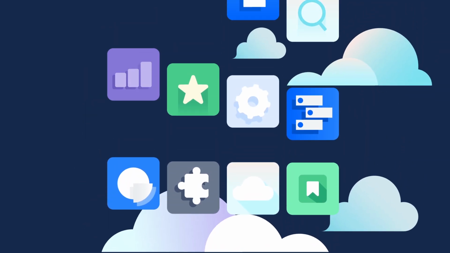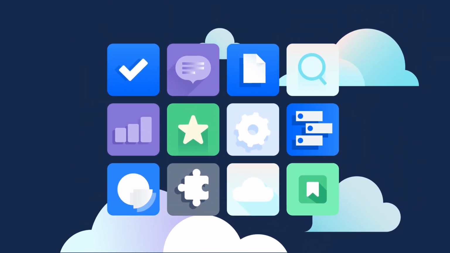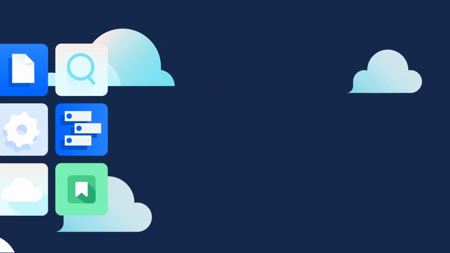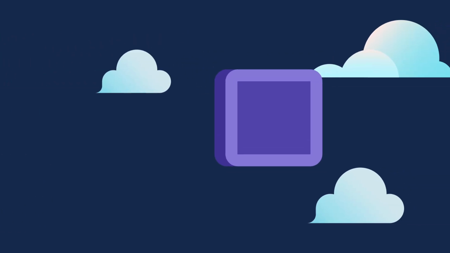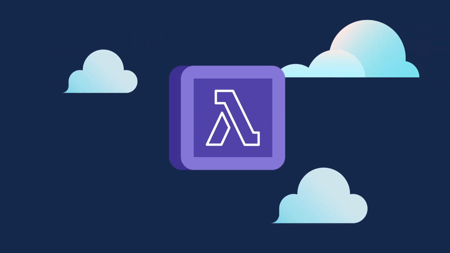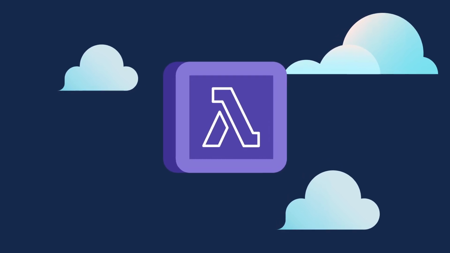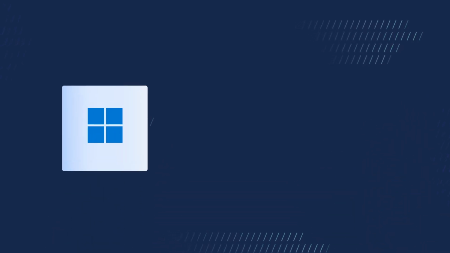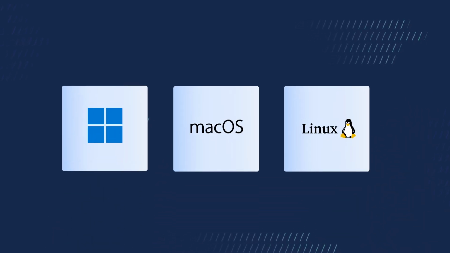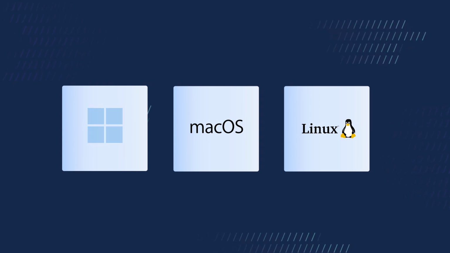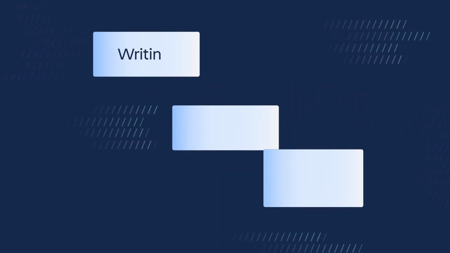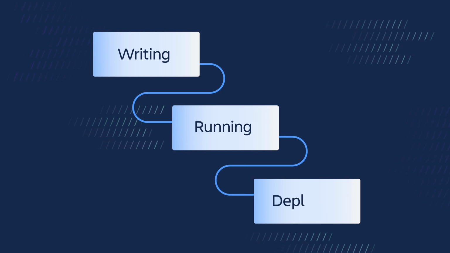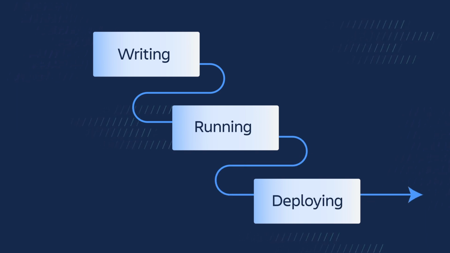Every Forge app runs in Atlassian's cloud environment. If you are familiar with writing serverless functions using Lambda, using the Forge CLI to build an app will feel very familiar. The Forge CLI supports JavaScript and runs on Windows, macOS, and Linux. In fact, it's super easy to install, so you can get writing, running, and deploying your app code right away.